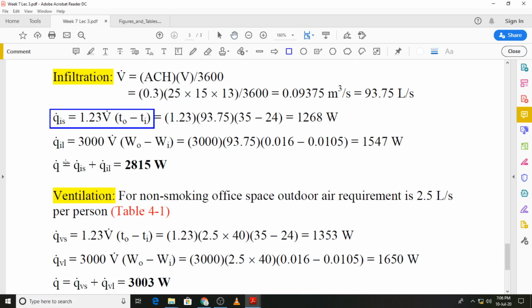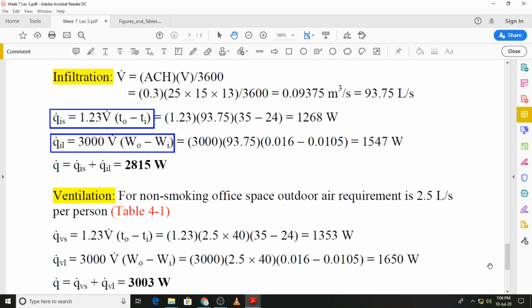Then we calculate the latent component of the infiltration load, and in that formula we need the humidity ratios at the outside and inside design conditions. Because we are given the dry bulb temperatures and the wet bulb temperatures both outside and inside, we can use the psychrometric chart. That is what I had referred to earlier, that at some point we will need the psychrometric chart. We find the values of the humidity ratios under the two conditions, substitute those values over here, and we get the latent load. So the total load due to infiltration is 2815 watts.